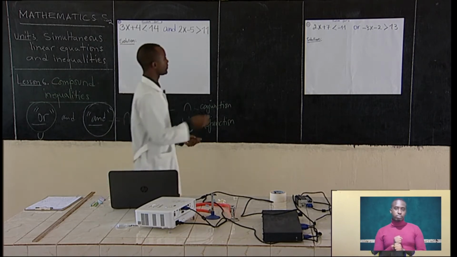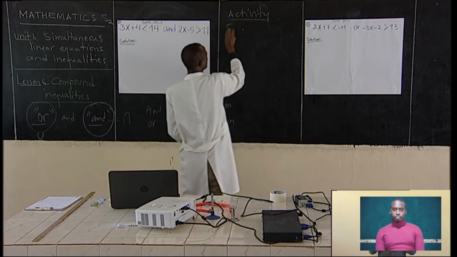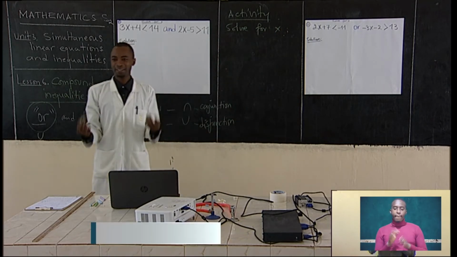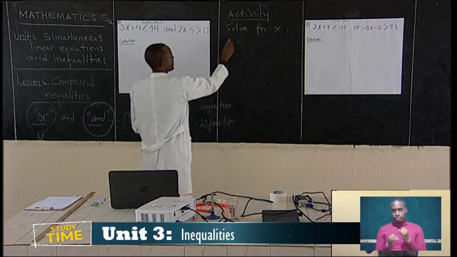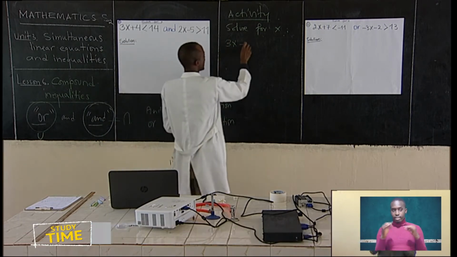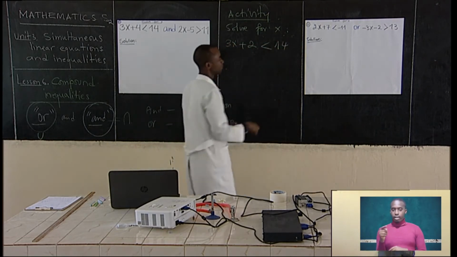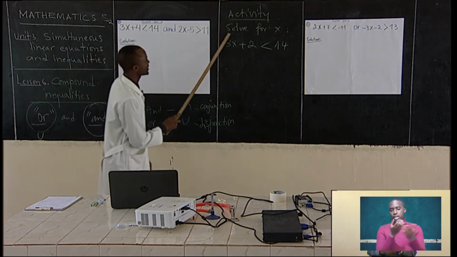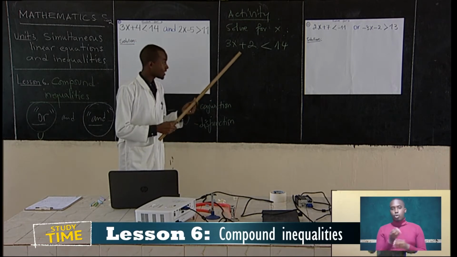If you have worked on this activity before, solve for x. I want to give you one activity and you work on it before we go to the exercises. If you have 3x plus 2 less than 14, I want you to work on that. This is the activity that I have for you. You solve for x. Now work on this. You will give me the answer for x.